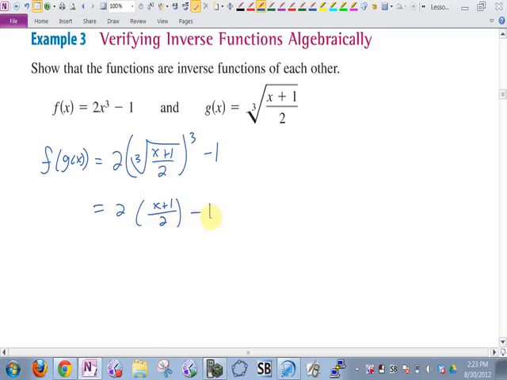What happens between the 2 and the 2? And then the 1s cancel, and we end up with x. That's great. Is that enough right there? Can we stop? Are they inverses? No. You have to do the other way as well.